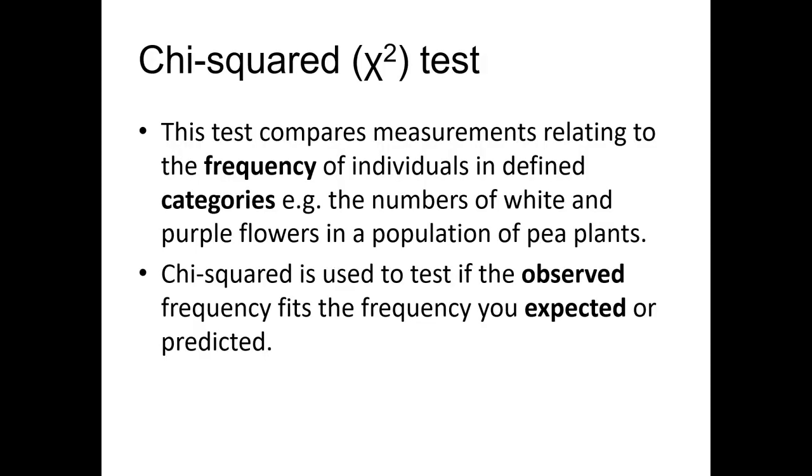So what is this test for? What does it tell you? This test compares measurements relating to the frequency of individuals in defined categories, the number of white and purple flowers in a population of pea plants, for example. Chi-squared is used to test if the observed frequency fits the frequency you expected or predicted.